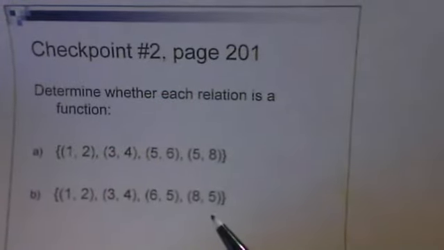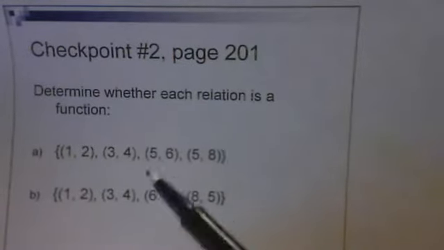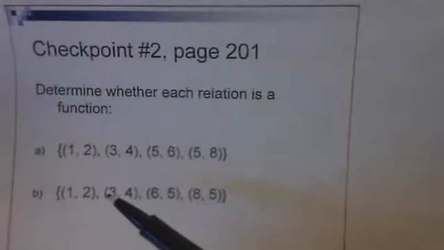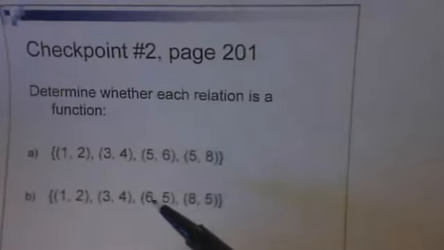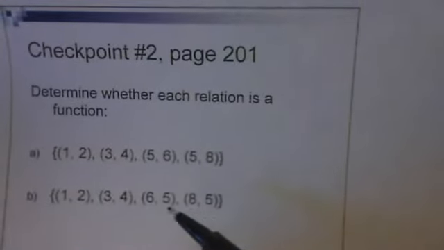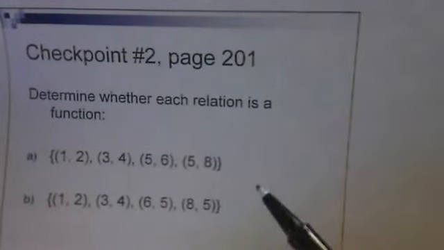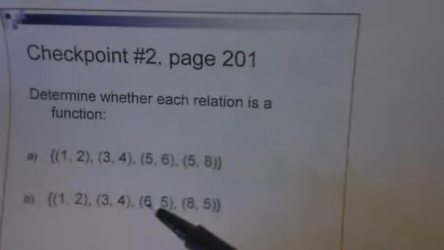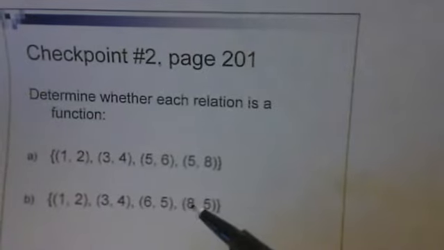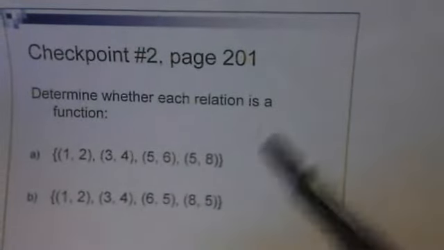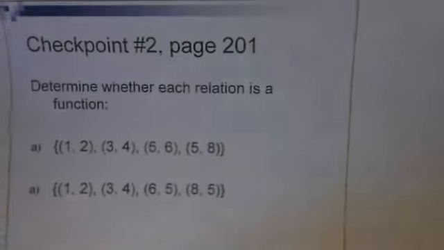Part B, we got (1, 2), (3, 4), (6, 5), and (8, 5). That would be a function, because each x-coordinate is paired with only one y-coordinate. Now this is an example where you could have two different x-coordinates paired with the same y-coordinate. Here 6 is paired with 5, and 8 is also paired with 5. But you're only looking at the x-coordinates to see if you have an x-coordinate paired with two different y-coordinates. In this case, if that was the case, then you would not have a function. So the relation in part B is a function.